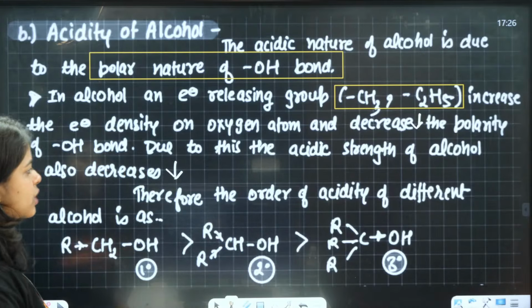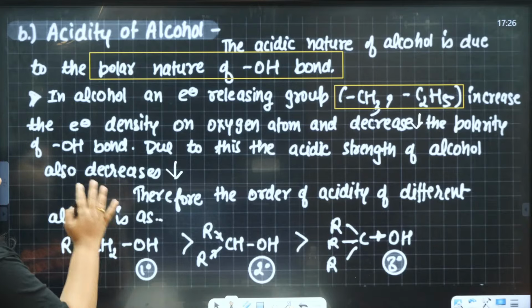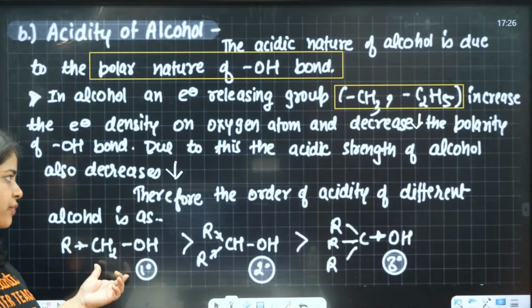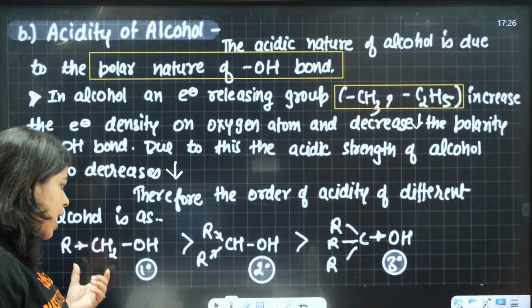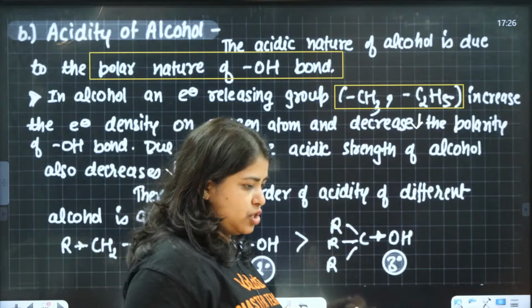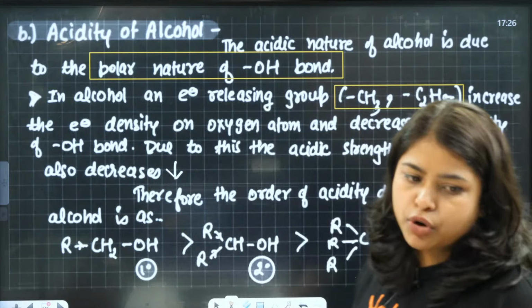This is going to be due to the acidic strength. At that time the alcohols are going to start decreasing. Therefore, the order of the acidity will be: primary will be more acidic compared to the secondary, then compared to the tertiary. Why? Because the hydrogen bondings will become more.